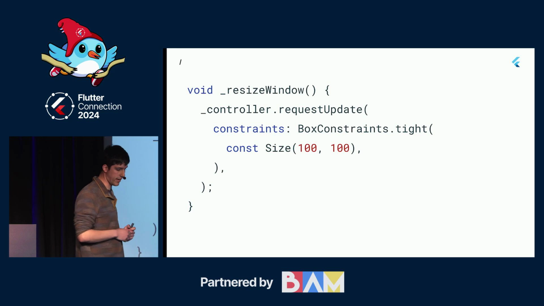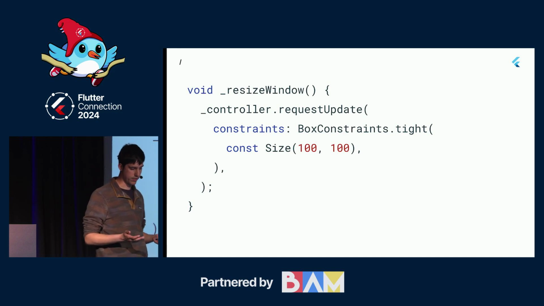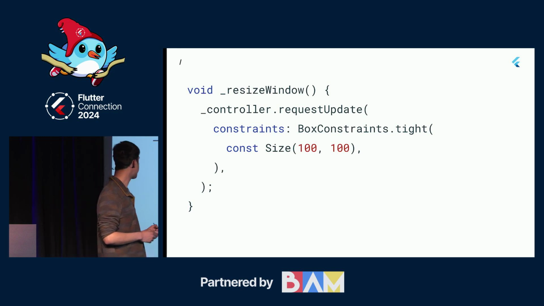OK, and then say that I want to resize my window. I do that by calling a request update method on my controller. This kicks off another asynchronous operation in the background to resize my window to what I asked. When the platform resizes the window, which may be a completely different size from what I asked for, this will rebuild my window widget and then rebuild my app widget as well.